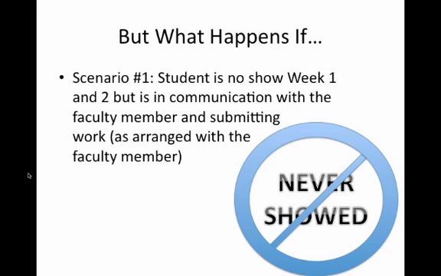Because if they are marked as never showed, they could possibly be removed from the class and therefore lose their financial aid. This is particularly important with students who are in the military. If they are away on training, if they have to go to the reserves, then we need to work with those students to make sure that they are marked as being present so that they don't lose their aid and can come back to class since they are indeed in communication with you, the faculty member.